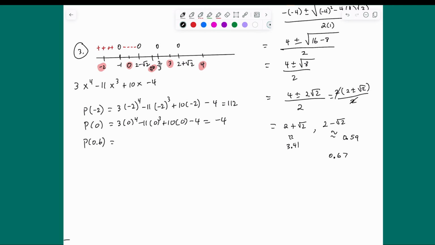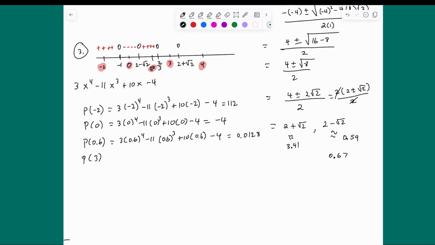Okay, so we have 3 times 0.6 raised to the 4th power minus 11 times 0.6 raised to the 3rd power plus 10 times 0.6 minus 4. All right, so we get roughly 0.0128. It's a positive value, so that means it's going to be positive in the interval from 2 minus root 2 to 2/3. And then now we check 3.